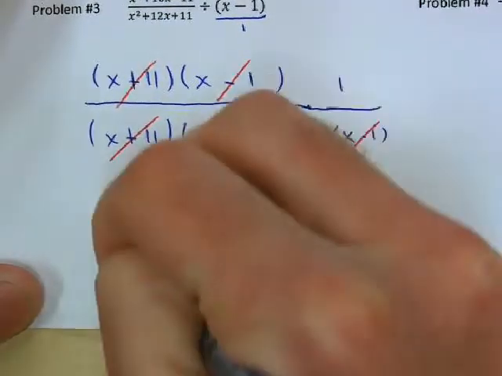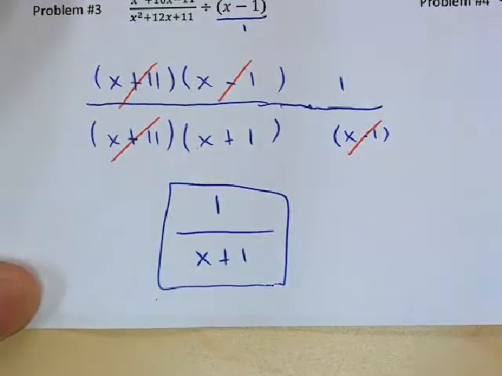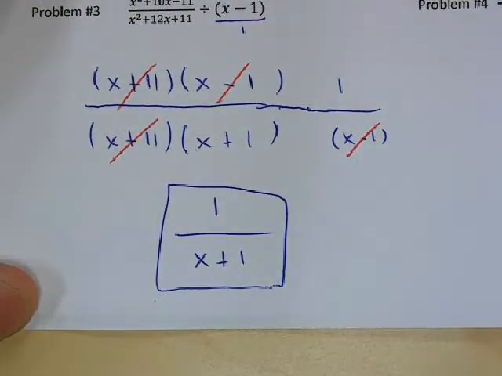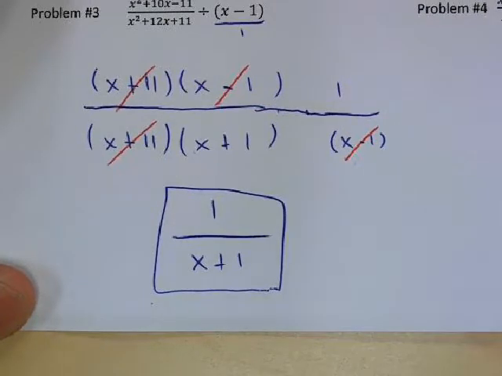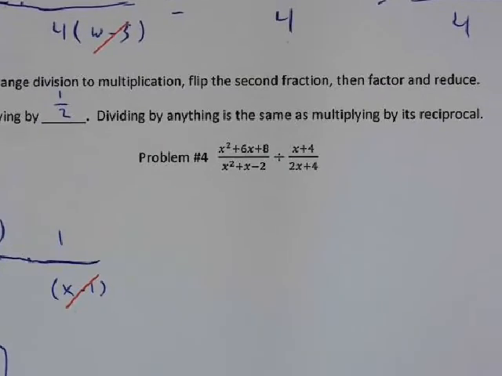And then that's my answer. So the division is really no different than the multiplication. There's just one extra step. I got to flip that second fraction, because again, dividing by anything is the same as multiplying by its reciprocal. Okay? All right. One more on this page.